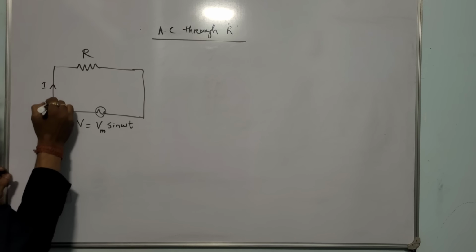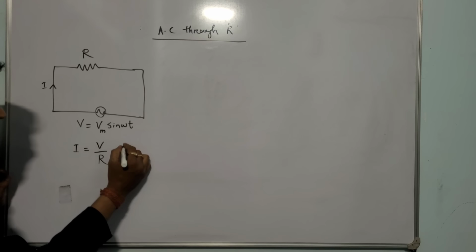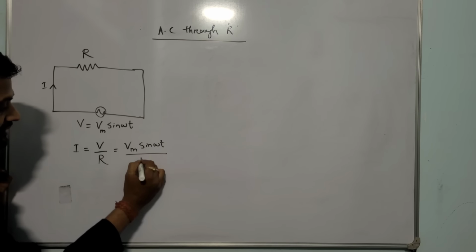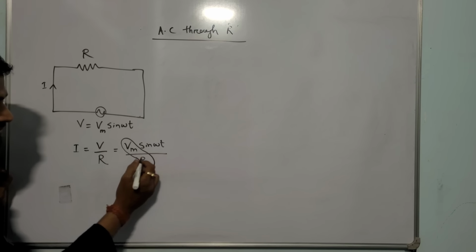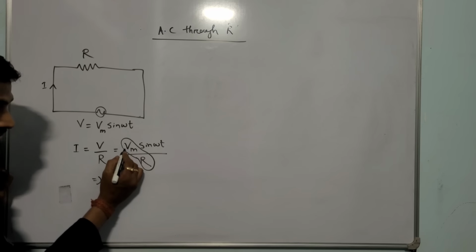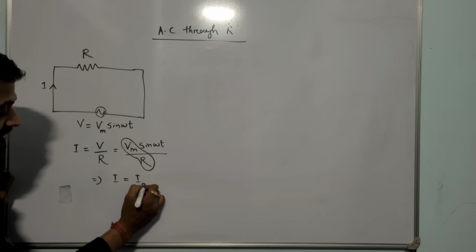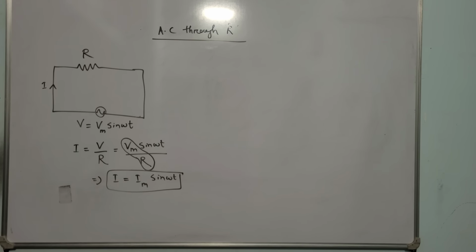Then see, the current through this circuit will be, as you know, in place of V I can write Vm sin omega t, and this one is R. The maximum voltage is constant, so maximum voltage upon resistance will be the maximum current. So that means I will be Im sin omega t. Clear?